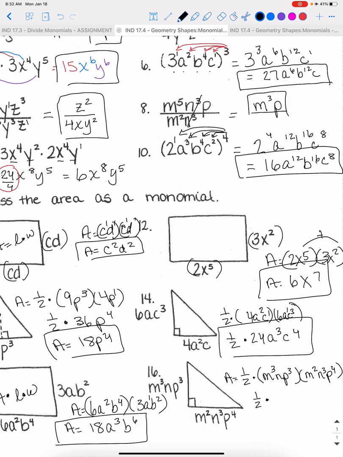So 1/2 times, no numbers to deal with here. So m, keep your m. 3 plus 2 is 5. Your n's, how many do you have all together? You got 1 here and 3 here, so that's 4. And your p's, you've got 3 and 4, which is 7. Now, the number that's not there but is there in front of this m is a 1. And 1 is not divisible by 2 evenly, and I don't want to put 0.5 m in, so this would be a case where your final answer would just be this monomial, which is m5n4p7 over 2, and you would leave it as a fraction.